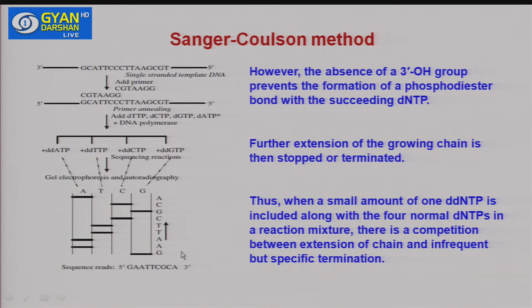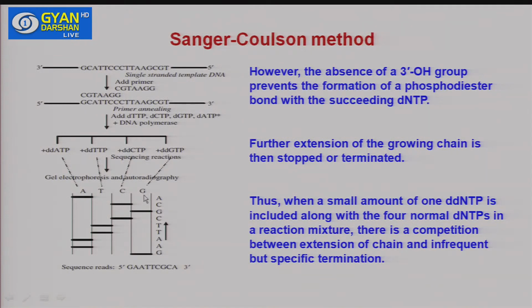So automatically you are using a radio labeled dNTP, and when you develop the autoradiography, you will be able to see the bands, okay, and these bands have to be read from below, not from the top of the autoradiograph. You have to read the sequence from below, as you can see in this diagram, that the sequence reads from this, like this is G.